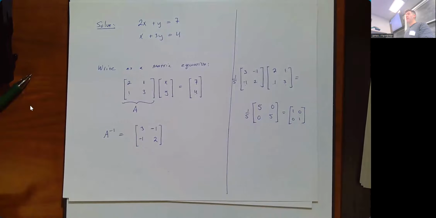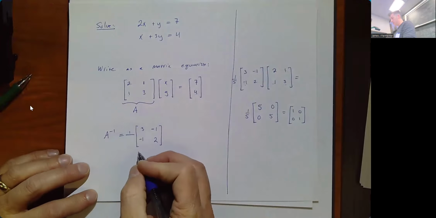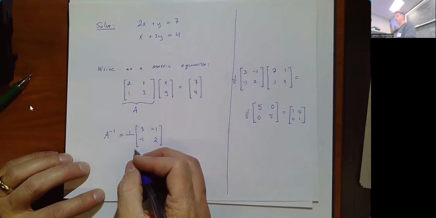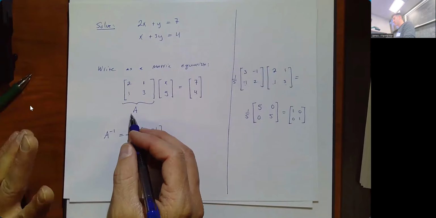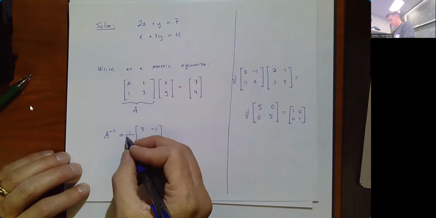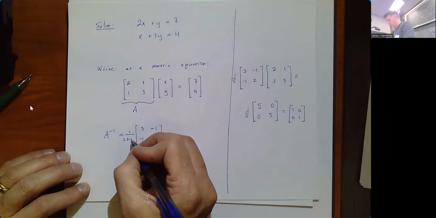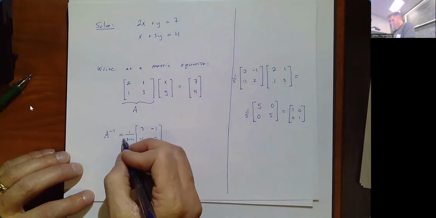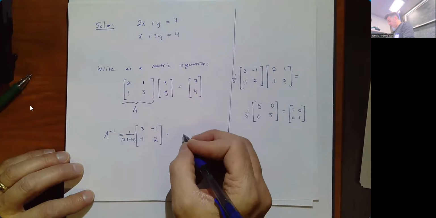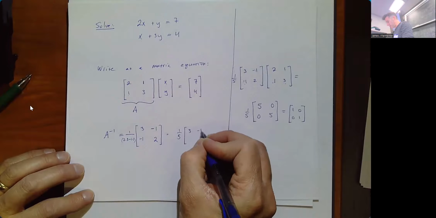So where is that 1/5 coming from? It's coming from 1 over the determinant of A. The determinant of A, which we'll talk more about in a second, is the product of the diagonals minus the product of the off diagonals, which is exactly 1/5 times the matrix 3, negative 1, negative 1, 2.